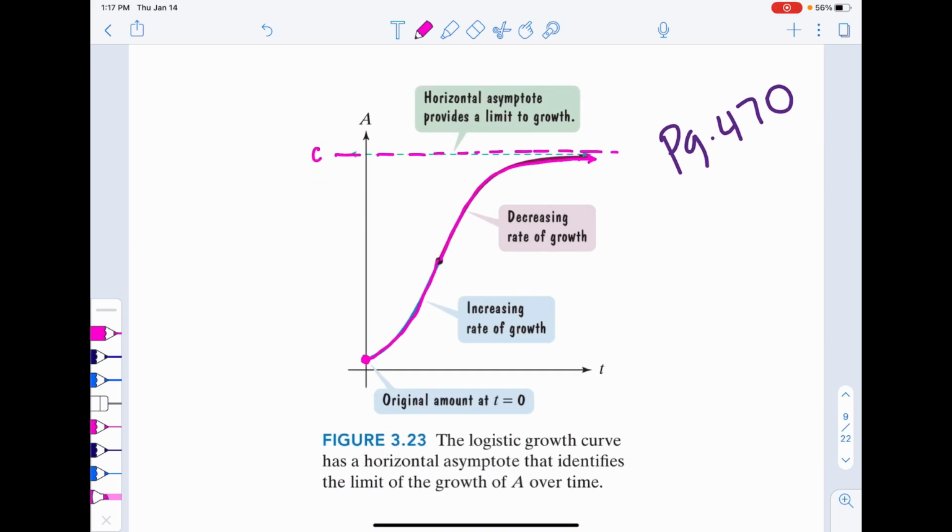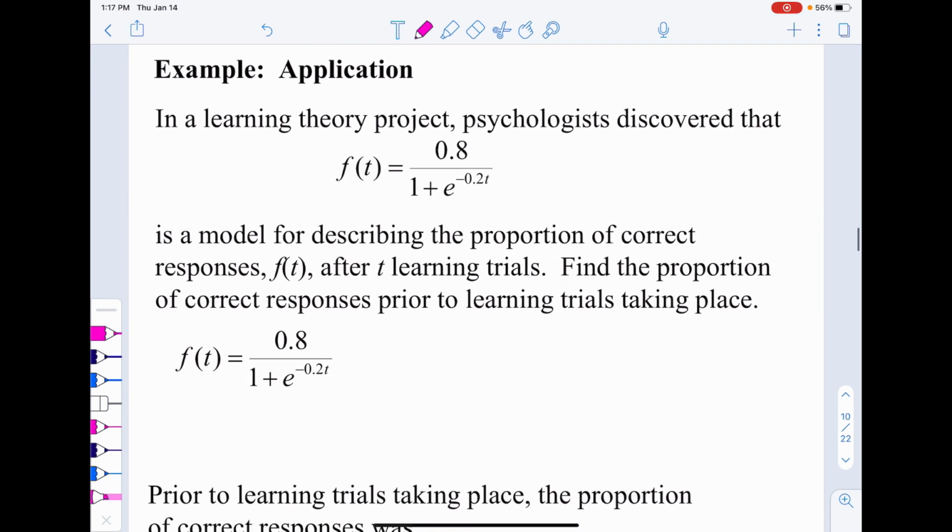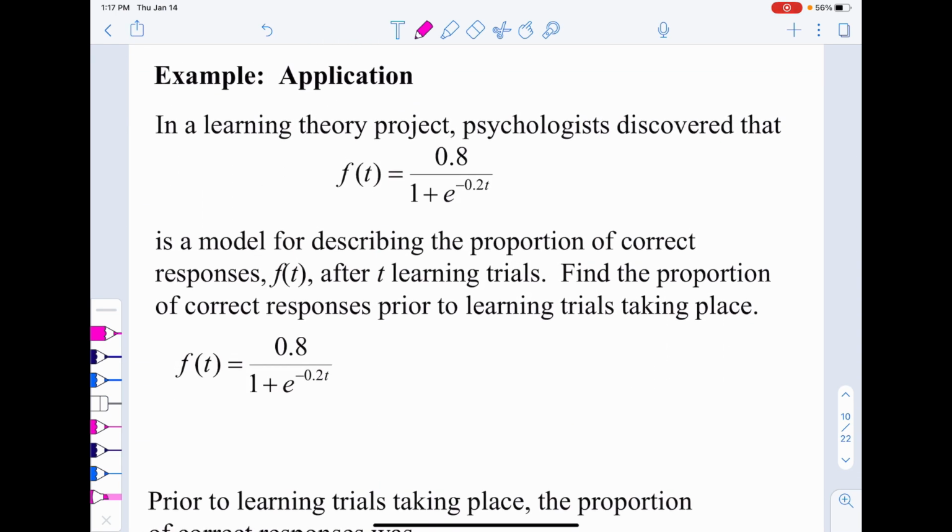Okay, so let's take a look at an example. It says, in a learning theory project, psychologists discovered that f of t equals 0.8 divided by 1 plus e to the negative 0.2t is a model for describing the proportion of correct responses, f of t, after t learning trials. It says, find the proportion of correct responses prior to learning trials taking place.